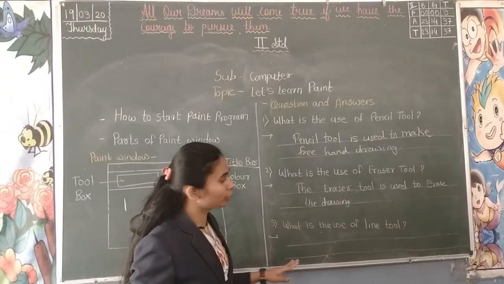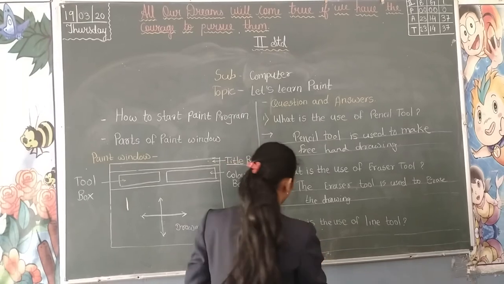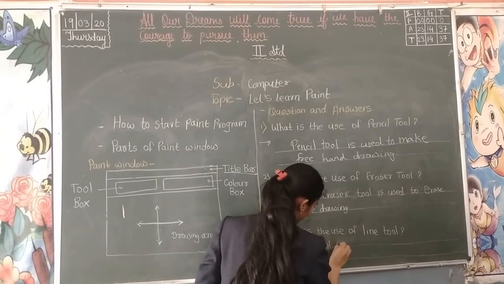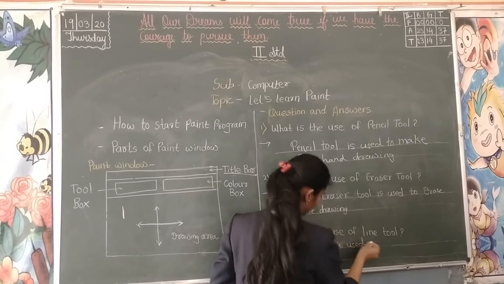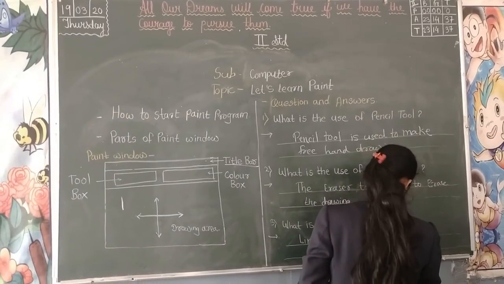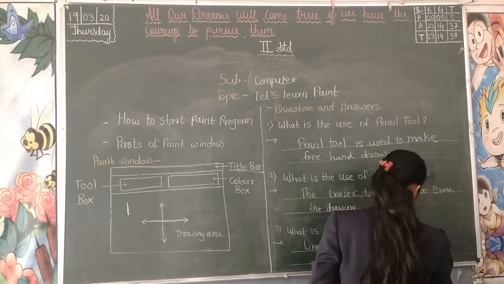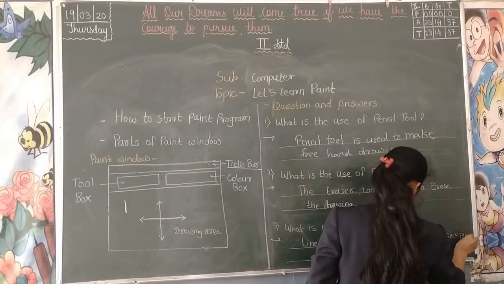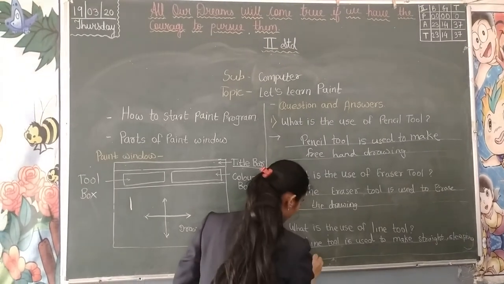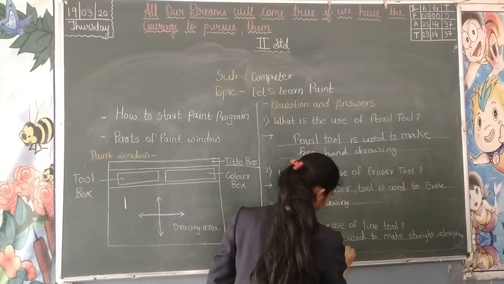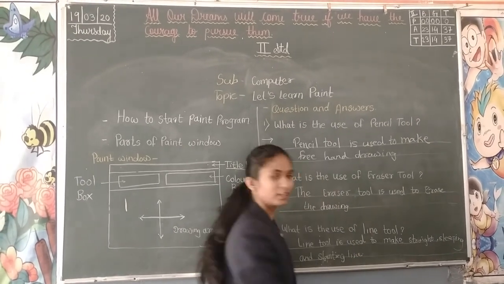Next is, what is the use of the line tool? So the line tool is used to make straight, sleeping and slanting line. Thank you.